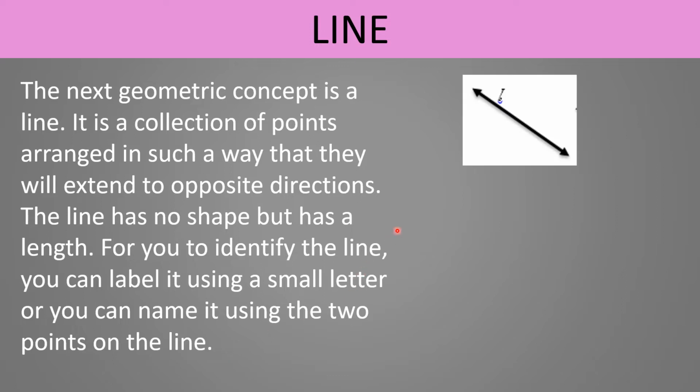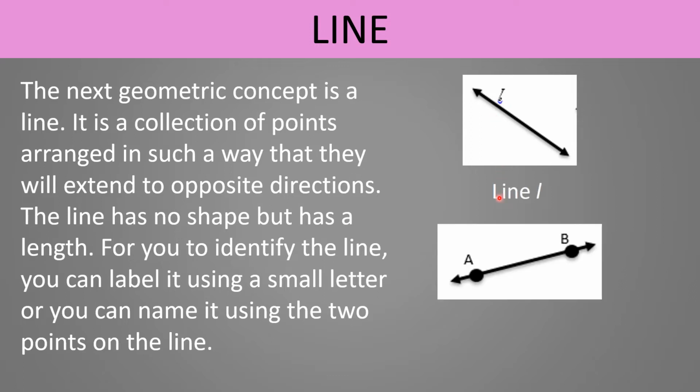For example, we have here a figure with a small italic letter L, so we can name it as line L. Another one, we have a line with two points, point A and point B. We can name this line as line AB, or we can use the notation with a line above AB. We can write it this way and it is also read as line AB.